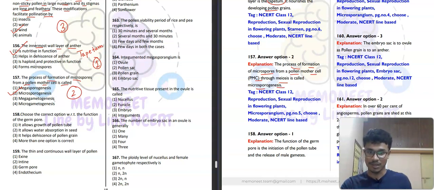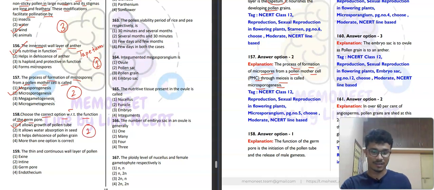Now moving towards the next question, 158. It is saying that choose the correct option with respect to the function of the germ pore. Germ pore: it allows the growth of pollen tube, it allows water absorption in seed, it helps dehiscence of pollen grain. More than one option seems correct, but the main function of germ pore is basically that it allows growth of pollen tube. So first option will be our correct answer for this question.